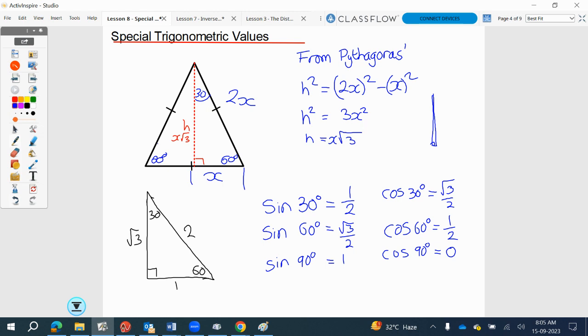Okay, so we have a bunch of values. What do we also notice between this pattern? That they're connected in some way. Sine of 30 equals cos 60. What's the relationship between 30 and 60? They're complementary. We will see it later and we'll prove it later.